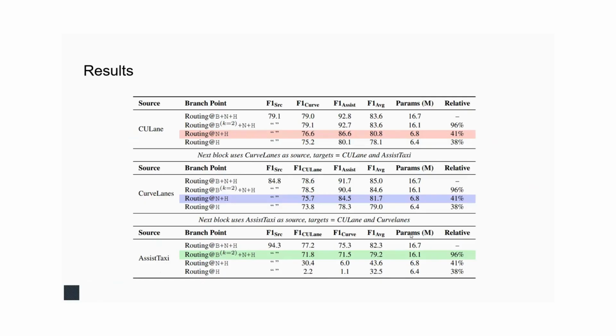Now looking at the results, the CULane and CurveLanes routing occurs at neck plus head, where only 41% of parameters are used, whereas when SS Taxi is used, 96% of parameters are used. In both cases, we save on parameters, providing a good level of performance across all three datasets.